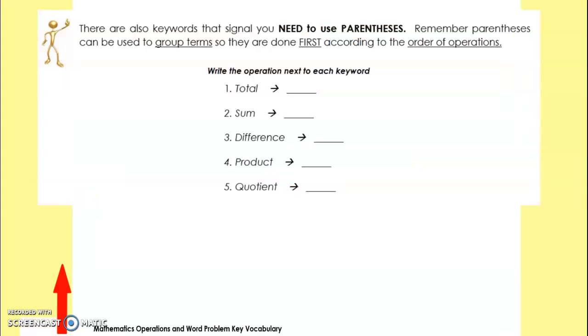There are keywords, again, that signal that you need to use parentheses. They're the answer to that type of problem. So remember, parentheses are used to group terms, so they're done first. That's why we use them mathematically, to show that we need to do that first according to the order of operations.